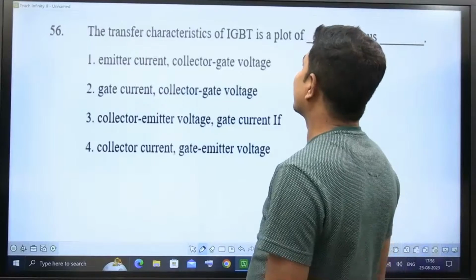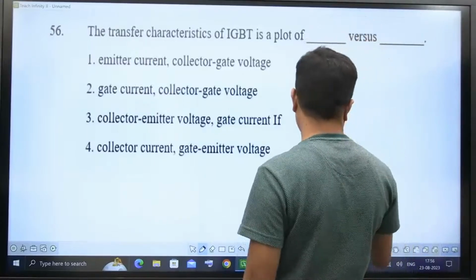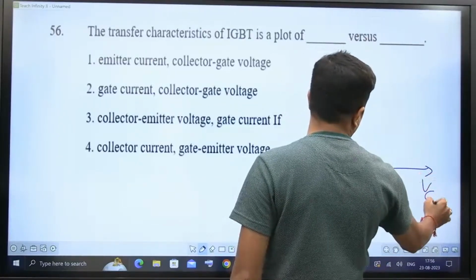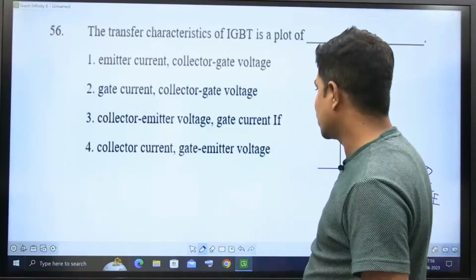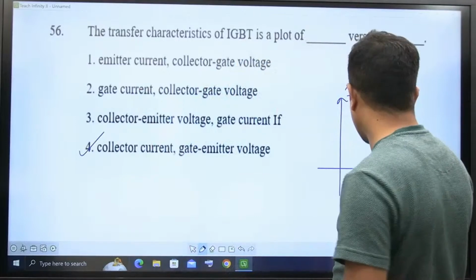Next question. The transfer characteristics of IGBT is a plot of dash versus dash. The transfer characteristic is IC versus VGE: collector current versus gate emitter voltage. That is also a direct question.